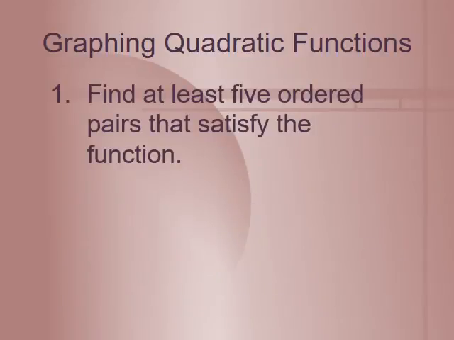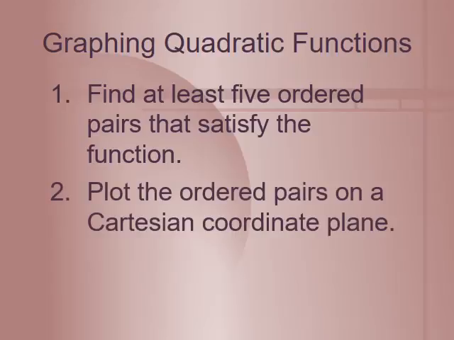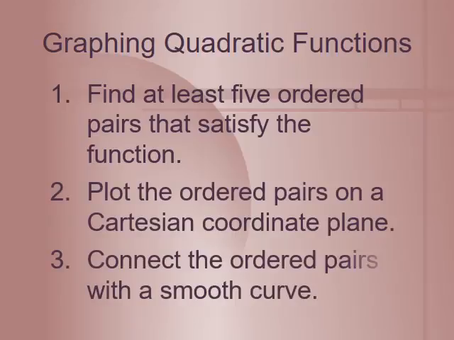So whenever you're graphing, we have steps. The first step is to find 5 ordered pairs that satisfy the function. We're going to do that with a table, just like you did whenever you were solving linear equations. You plot your ordered pairs on the coordinate plane, and you connect the ordered pairs with a smooth curve. We say smooth curve because instead of them looking like a straight line now, they're going to look something similar to that.